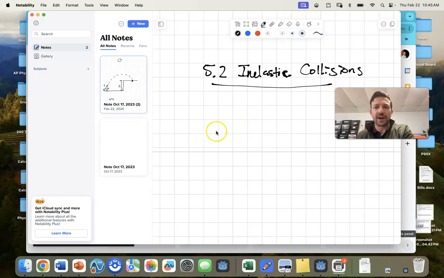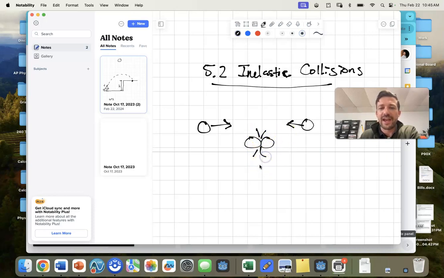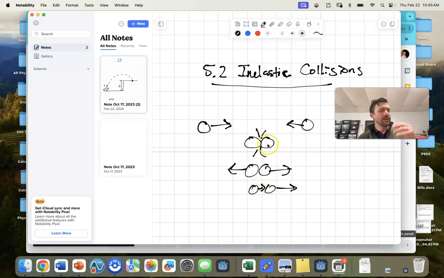Let's just go back and talk about what that was. So an elastic collision meant that you had two things going at each other. Okay, they collided, and then they bounced off of each other. Maybe they bounced off of each other in different directions. Maybe they went in the same direction, but one was slower than the other. But they did not stick together.